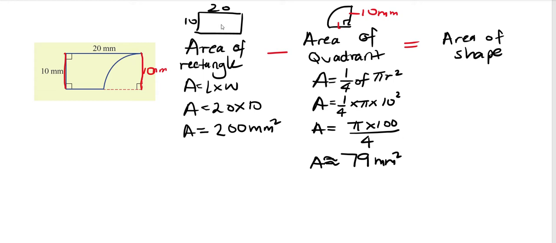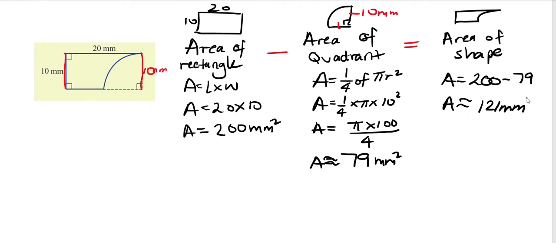So I've got the area of the rectangle, the area of the quadrant. So the area of the shape will just be equal to the rectangle, take away the quadrant. And that leaves me with the area of that shape. So area of the shape will be equal to 200, take away 79. Area will be approximately, because we have rounded off, let's write approximately, 121 millimeters squared. So remember, that's the area of that shape here.